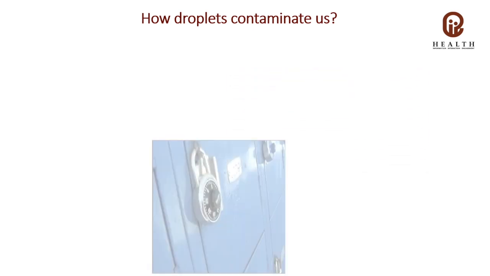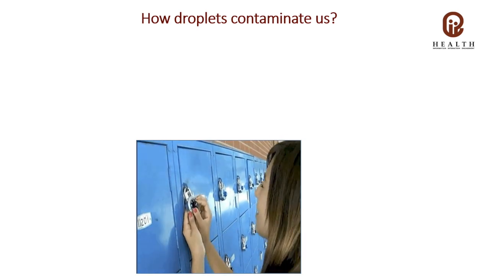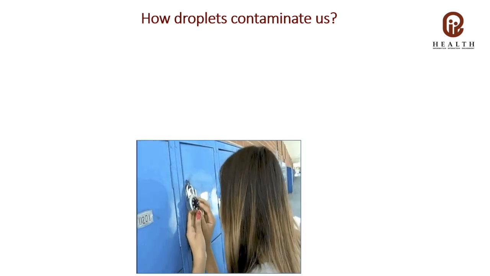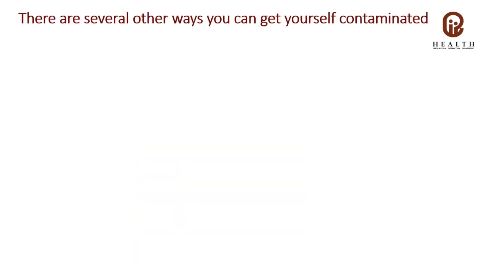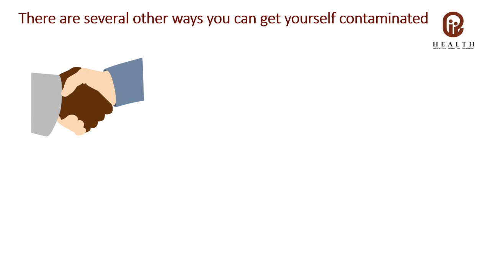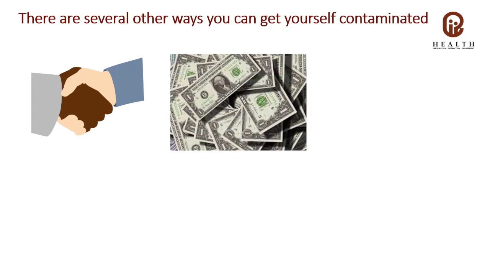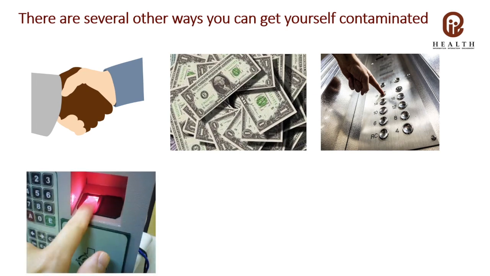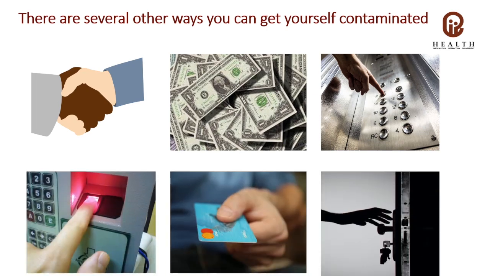Second, by touching any abiotic surfaces like this lock, we can also get contaminated if it was touched by an infected person. There are several other ways you can get contaminated: by shaking hands, by contaminated currency notes or coins, by elevator buttons, by biometric cards and doorknobs. We don't know whether these abiotic surfaces have been touched by an infected person or whether those respiratory droplets are there or not. So before touching any contaminated surface, think twice.